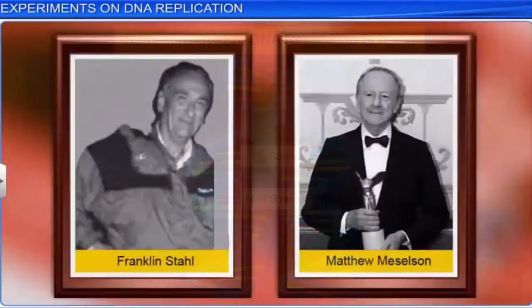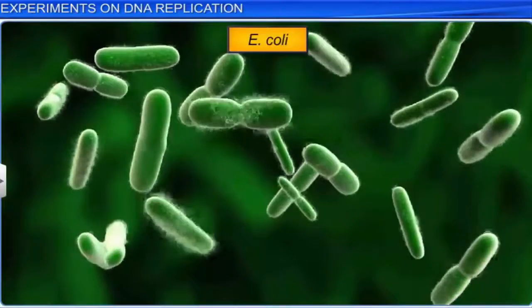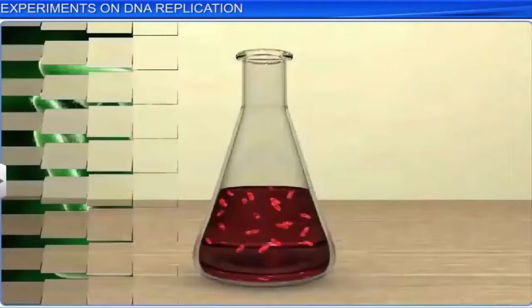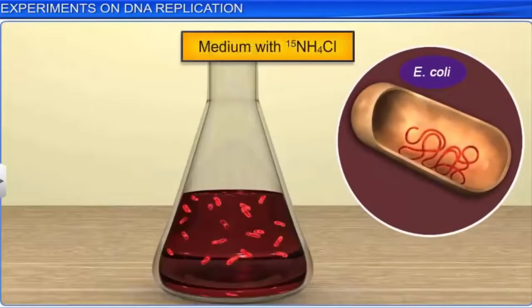In 1958, to find conclusive evidence for this scheme of semi-conservative DNA replication, experiments were conducted by scientists Matthew Meselson and Franklin Stahl on bacteria Escherichia coli or E. coli, a bacteria that divides every 20 minutes. Meselson and Stahl grew E. coli in a medium that had NH4Cl15 isotope as the only nitrogen source. N15 isotope is a heavy isotope of nitrogen, but it is not radioactive.